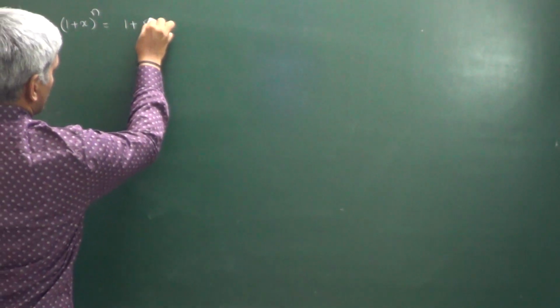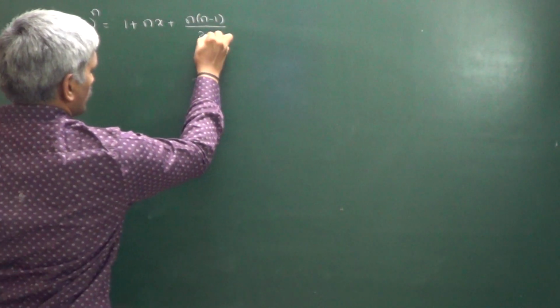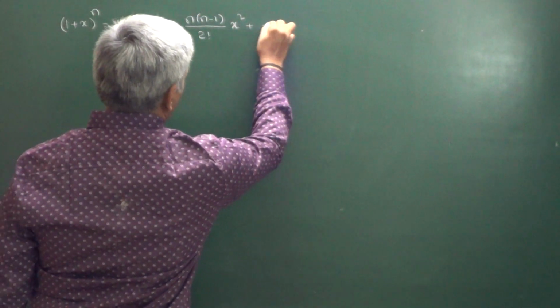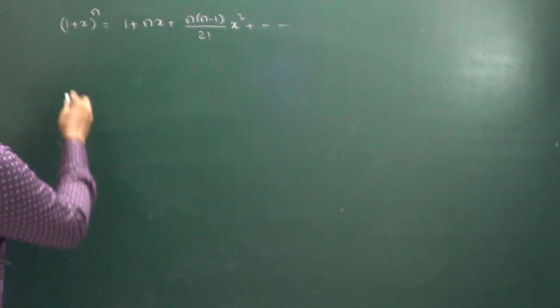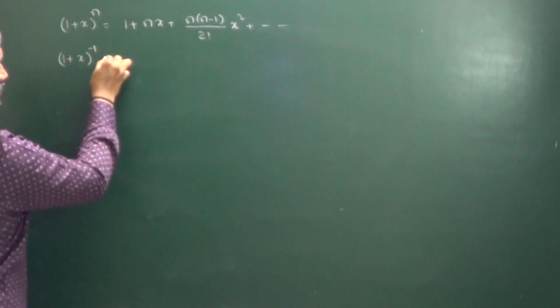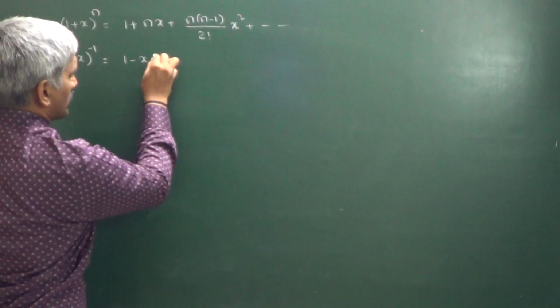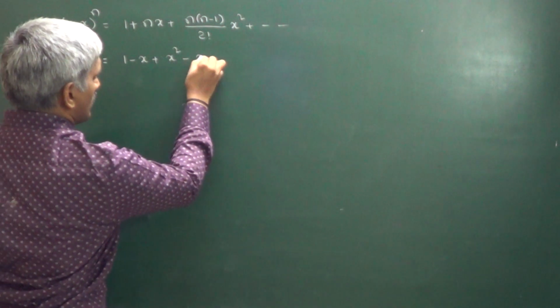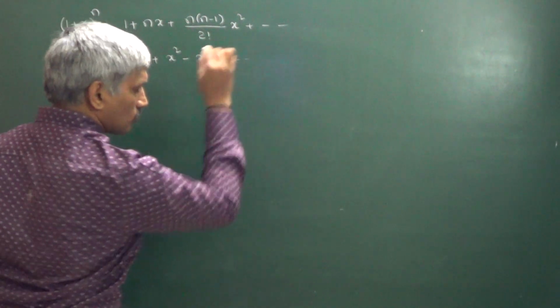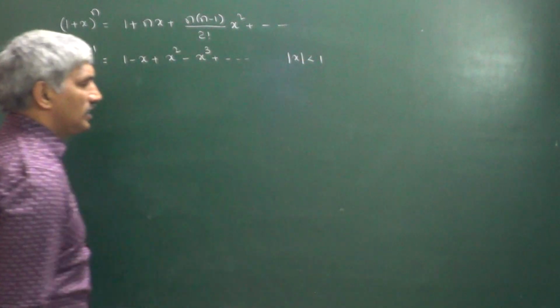As you know, the expansion of (1 plus x) to the power of n, as we discussed, is 1 plus nx plus n into n minus 1 divided by 2 factorial into x square plus and so on. Now can you tell me the expansion of (1 plus x) to the power of minus 1? It is 1 minus x plus x square minus x cube plus and so on. This expansion is valid only when mod x is less than 1.